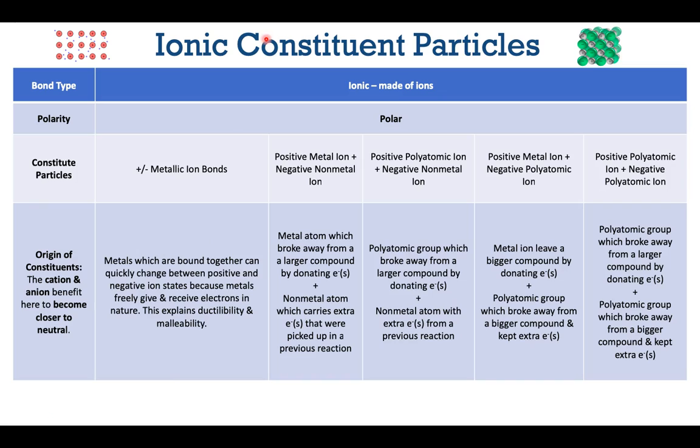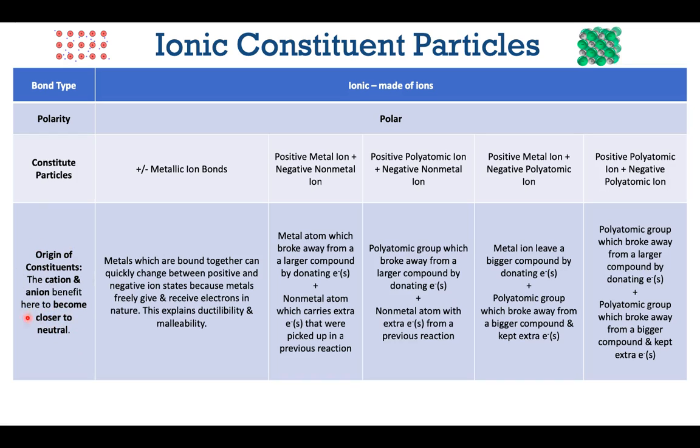Okay, here we have ionic constituent particles. So we have a bond type, and we have ionics, which are made of ions. So the polarity is obviously very polar. It's polar because there's a full-on positive and a full-on negative. So there are different types of constituent particles. We can have a positive and a negative metallic ionic bond. The origin is, of course, the cation and anion benefit here to become closer to a neutral. Okay?